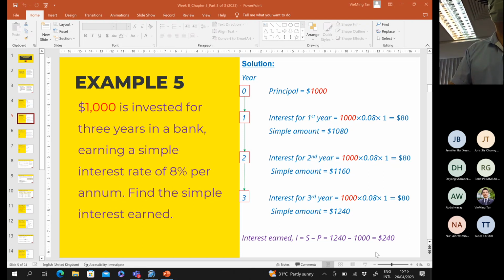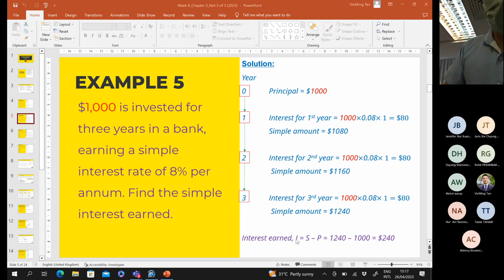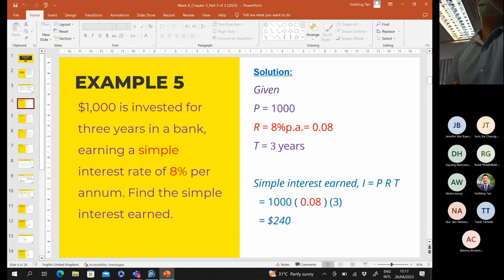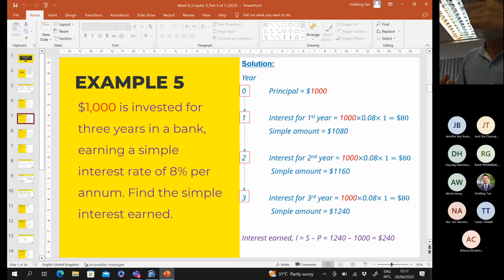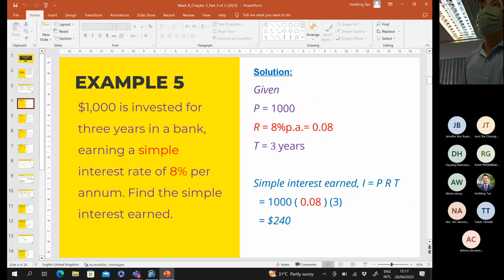So this one is using, I tried to break down the process, how the interest is earned in these 3 years. So far, so good. But anyway, in practice, it's better for us to use the formula directly to get the interest earned in 3 years, right? Faster. I just want to show you the process. But the faster way is to simply use the formula to get the answer directly. So far, so good.